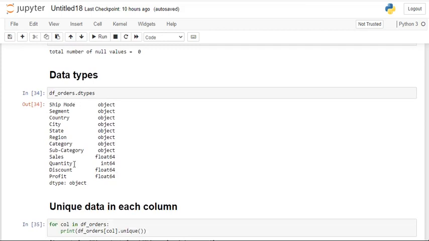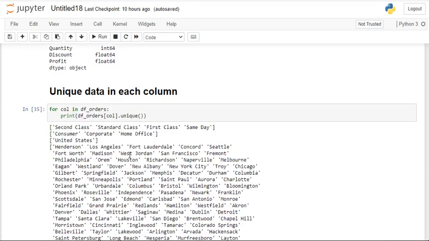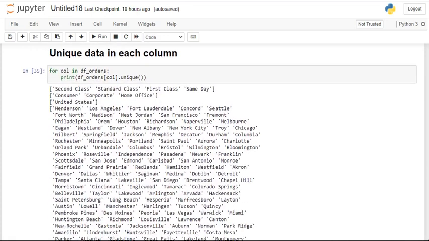Already we have discussed. There are actually 13 columns in the data set. We have dropped the postal code column, then we can see only 12 columns in the data set, and 4 columns have numerical data. The remaining 8 columns are textual data. So this is what you are going to see here. And unique data in each column. Again, in each column, what is the unique data? So here this is the shipment mode and segment and country and states.